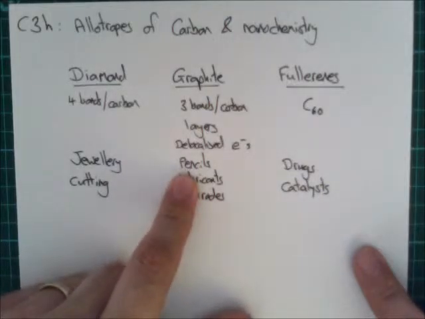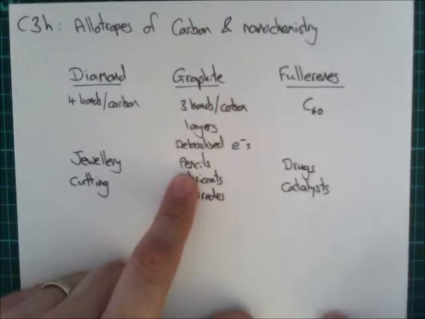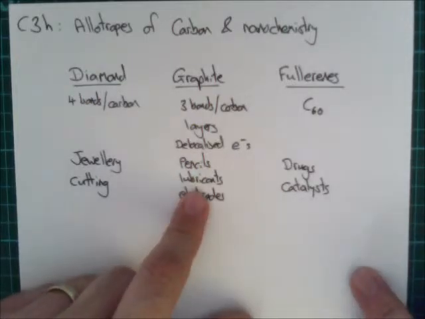Graphite is the centre of your pencil rather than lead. It's actually graphite, which is again the layers sliding off each other as you're writing on paper. Because of the layers sliding, it can also be used as lubricants.